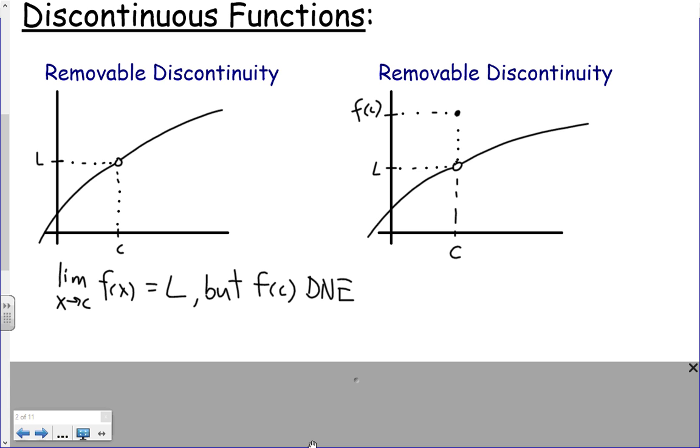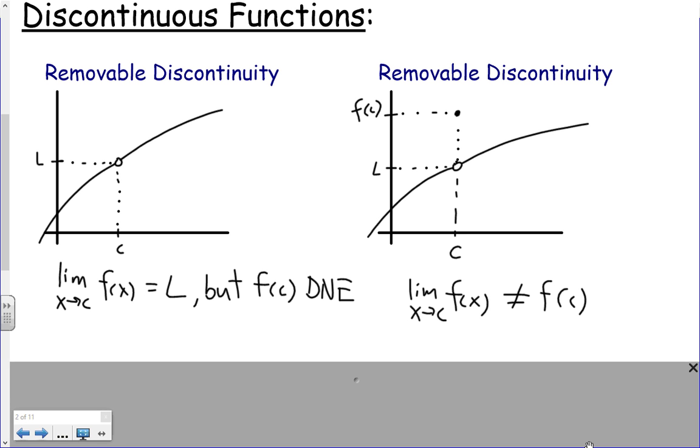So the function exists, the limit exists, but you can see those are definitely two different y values. That looks like our problem here. I've got the limit as x goes to c of f of x. That's equal to L, and that's definitely not the same as my function at c. It's not the same as f of c.